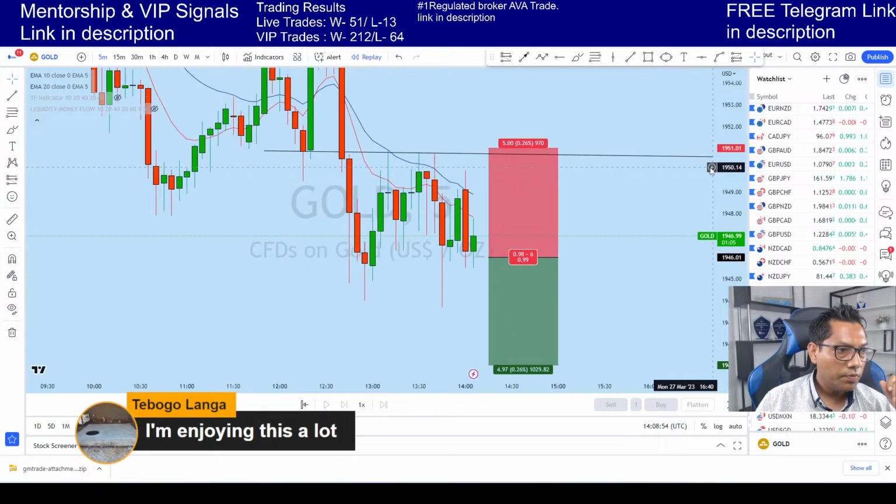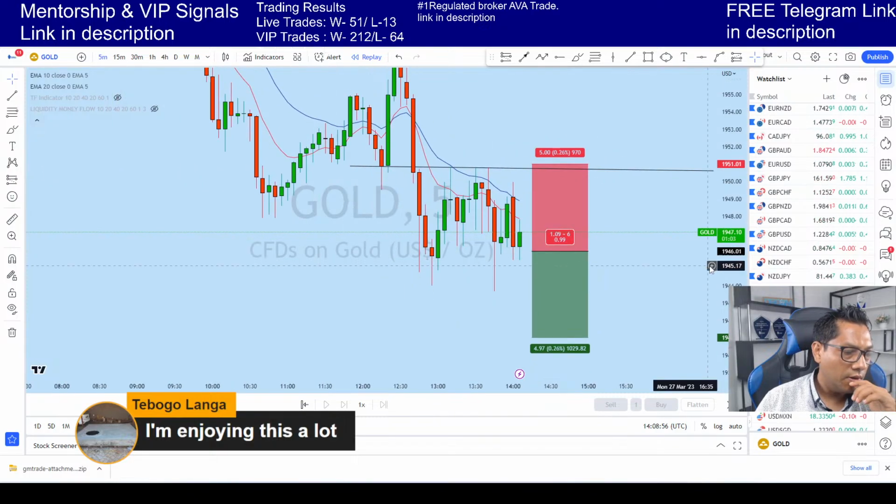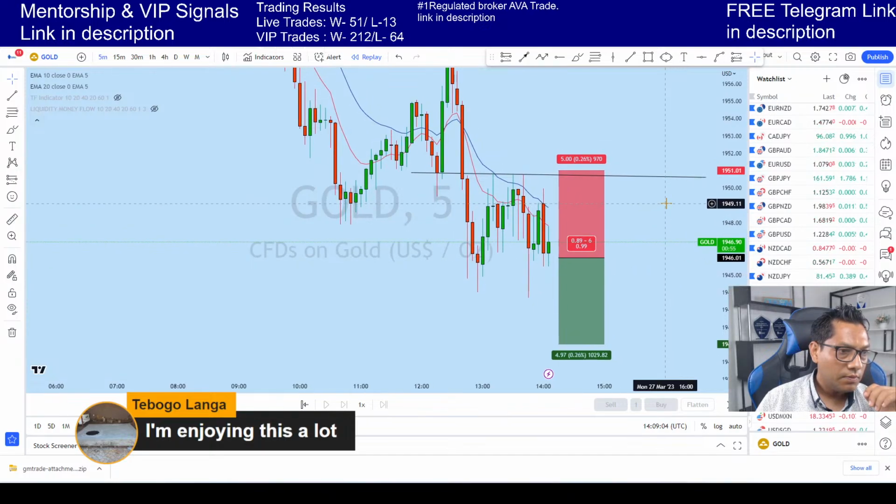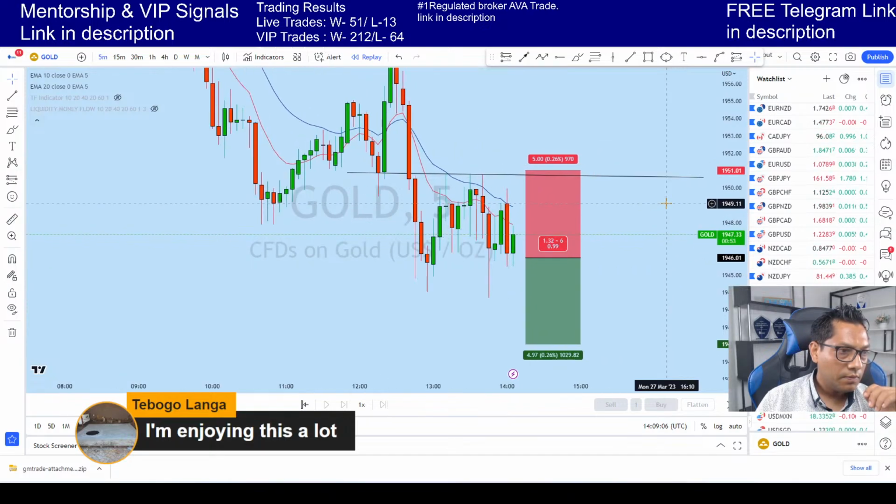Okay, so what I want this current one to do is to be rejected. This is a very strong bearish engulfer. Now if it doesn't manifest, then there's nothing we can do about it.